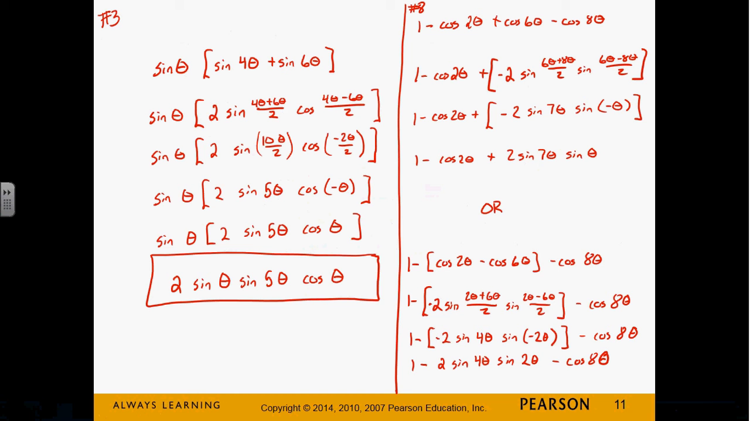And we could actually verify that that's the same. We could pick a theta. Say we let theta be pi over 4, or 45 degrees. What happens if I plug in theta? I get 1 minus cosine of 90 plus 2 times the sine of 7 times 45, which is 315, sine of 45. All right, so what's cosine of 90? 0. What's sine of 315? Negative root 2 over 2. And the sine of 45?